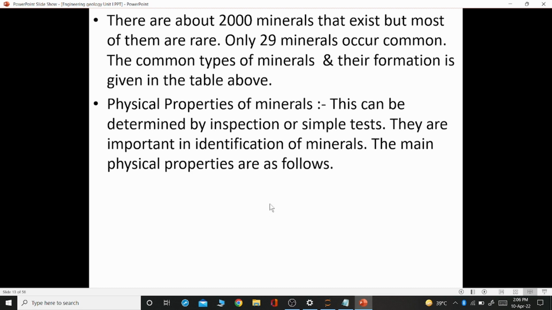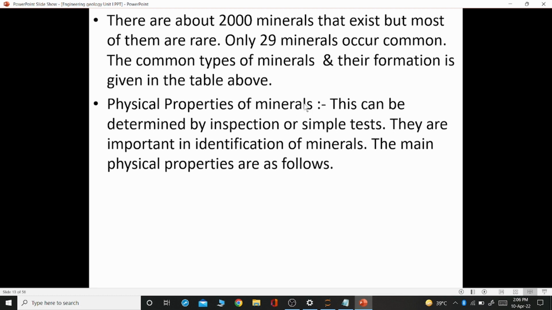There are about 2000 minerals that exist, but most of them are rare. Only 29 minerals occur commonly. The common types of minerals and their formation are given in the table above. So the table which we are seeing shows the common types of minerals.